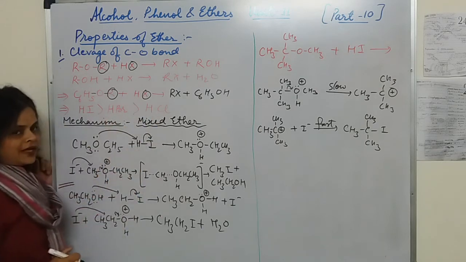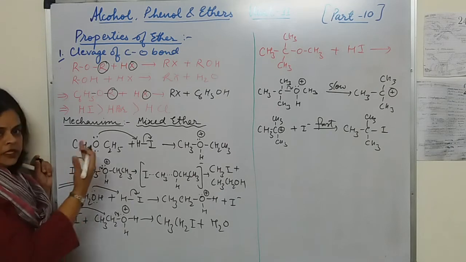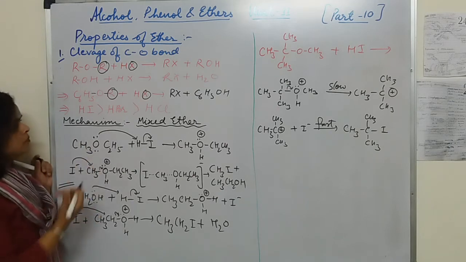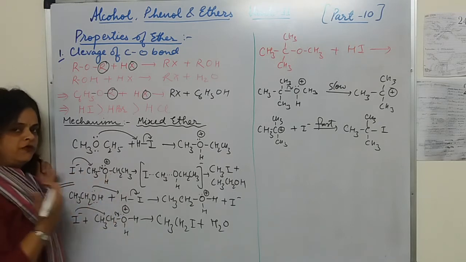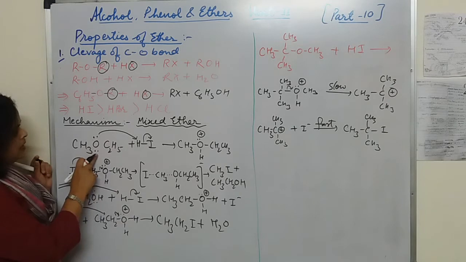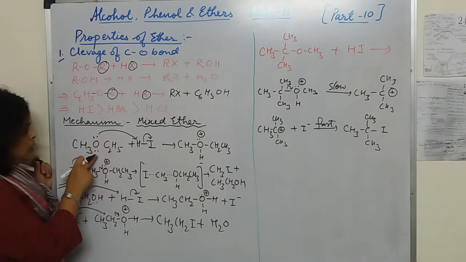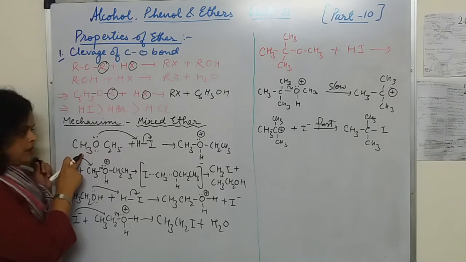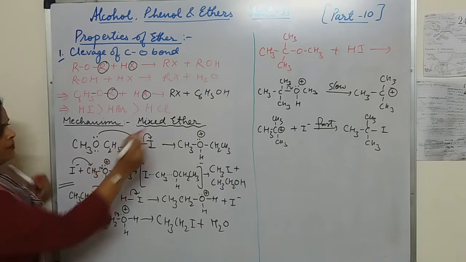Now the reaction goes faster with HI as compared to HBr, as compared to HCl. They are the effective acids, because iodide is a better nucleophile. Let's go for the mechanism part. For the mixed ether, it means along both sides of the oxygen atom we are having different alkyl groups. Here we have taken one methyl ethyl ether. Along one side we are having methyl group and one side we are having the ethyl group. So this is an example of mixed ether.